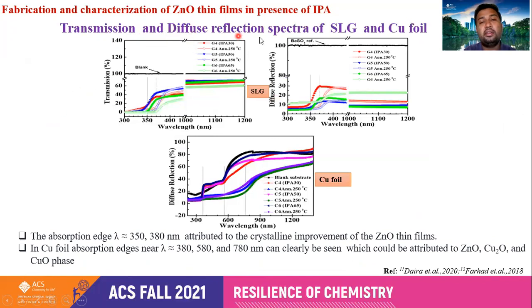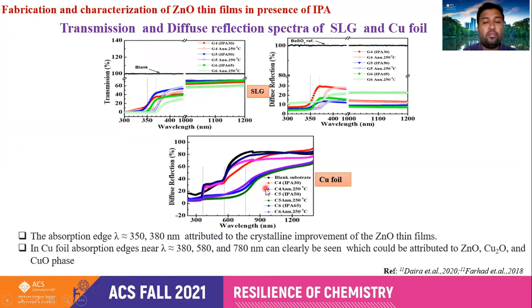Now the transmission and diffuse reflection spectra for soda-lime glass substrates and copper foil substrates. Since soda-lime glass substrate is transparent, for that reason we took the transmission and diffuse reflection data. And as copper foil is not transparent like soda-lime glass substrates, we took only the diffuse reflection data. From both the transmission and diffuse reflection data for soda-lime glass substrates, we see that the absorption is near 350 nanometers and 380 nanometers, which confirms the presence of zinc oxide.